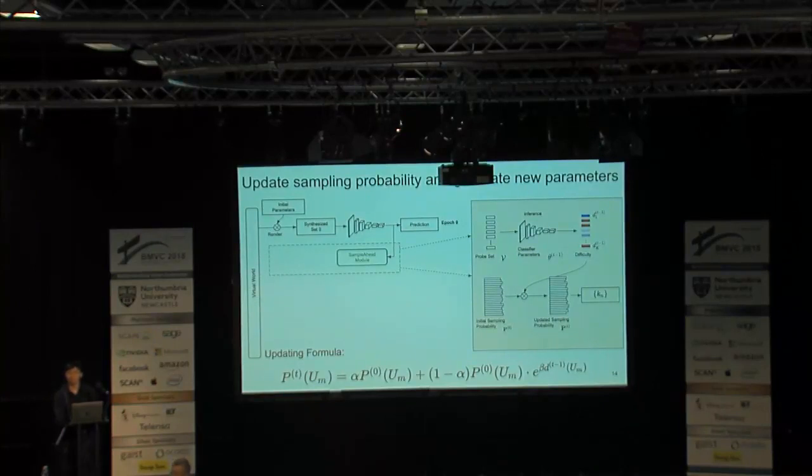In epoch two, for example, will you use p of zero or p of one in that case? P of one. Okay, I see.